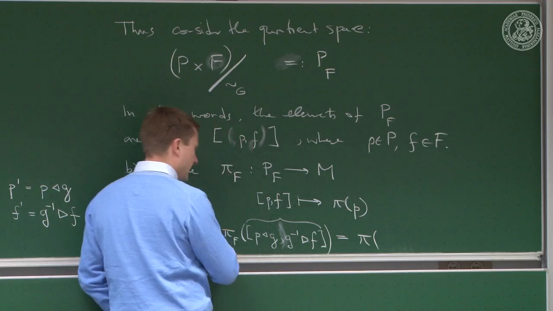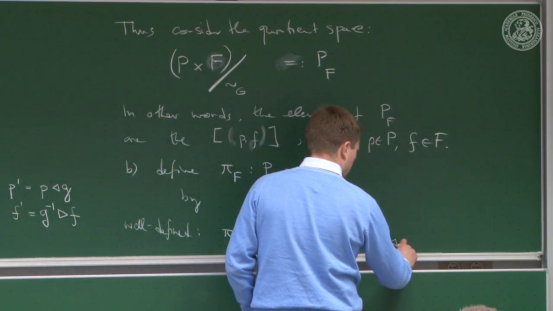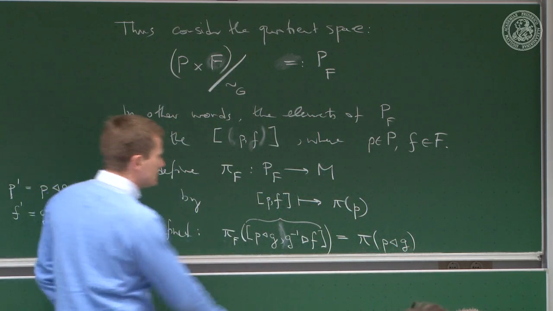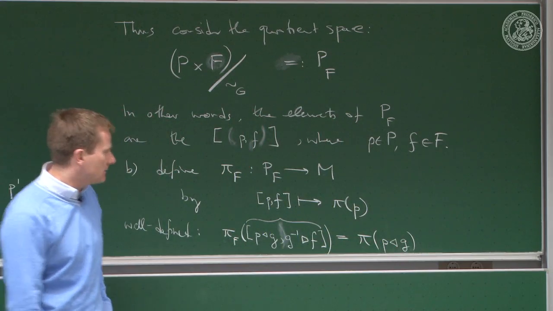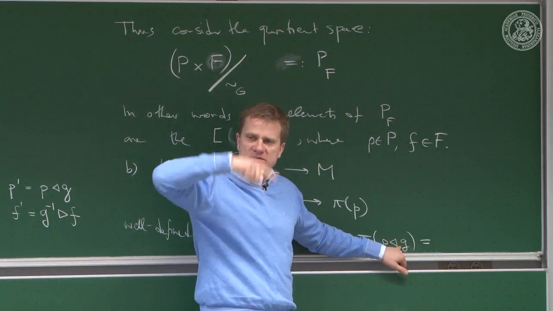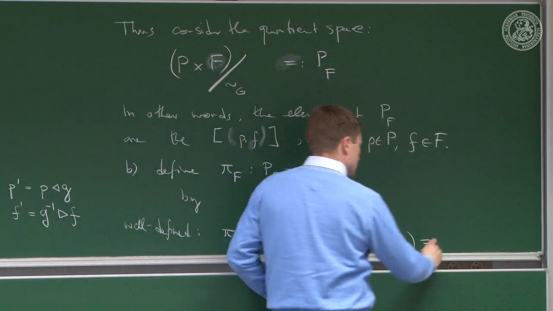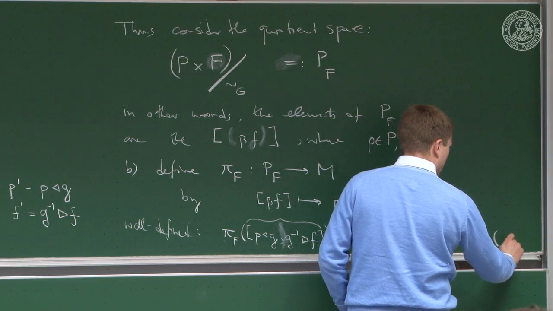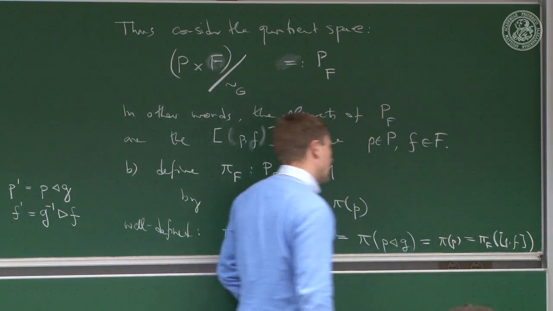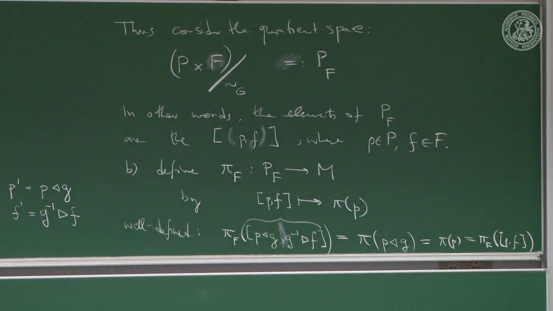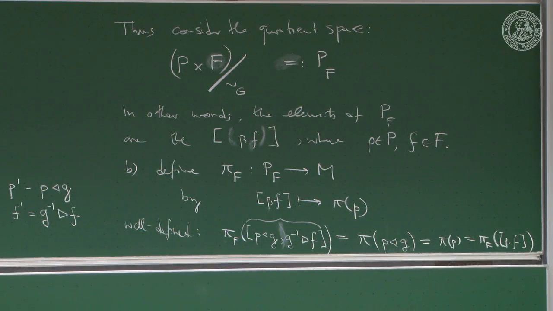This is then, by definition of pi F, pi of P acted upon from the right by G. And because this is the projection of a principal bundle, we recall that, well, what does this G do? It only moves us within the fiber. So this is the same as pi of P. But pi of P is pi F of [P, F]. Aha, so indeed the pi F, whether it acts on another representative or not, produces the same result, and hence this map is well defined. Okay.